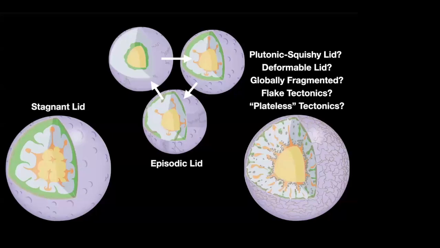And so this is the rabbit hole that I fell down: okay, so what is the tectonic style? Is this stagnant lid? Is it episodic, switching between being completely stagnant to suddenly all subducting in only a few million years, and then the whole cycle starts over again? Or is it some completely different concept? People have proposed ideas like plutonic squishy lid, deformable lid, globally fragmented, flake tectonics, plateless tectonics. There's a whole family of exotic geodynamic regimes that people have proposed to explain Venus's geology and geophysics. And this is an area of active research.